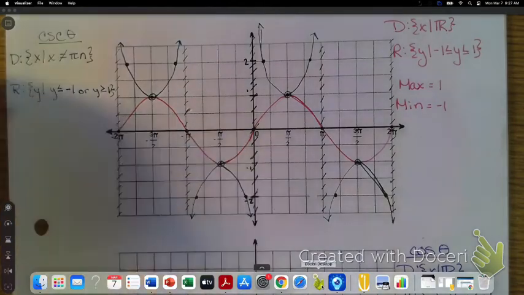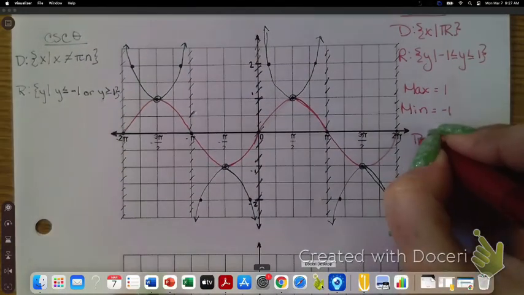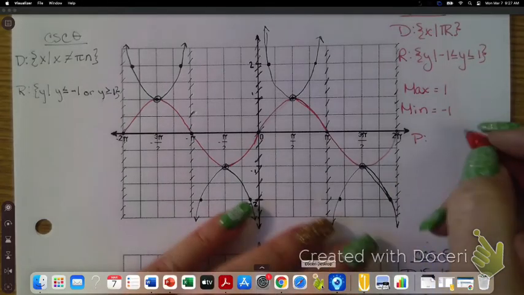Now, the other thing we had on here, we probably had the period of sine, didn't we? Yeah. Okay. The period of sine is what?